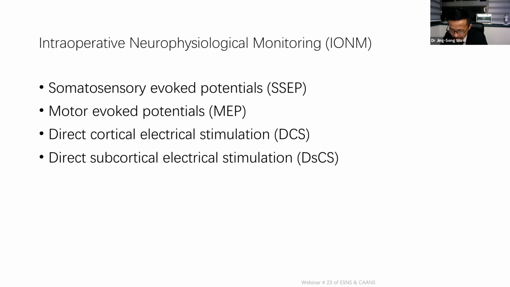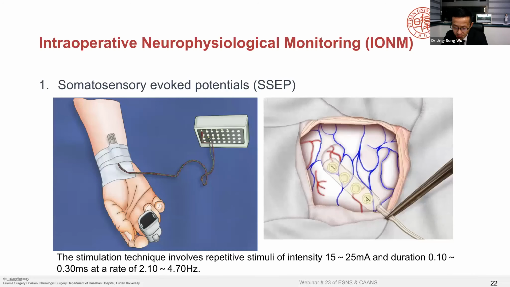Direct cortical stimulation in combination with EMG recording to map the primary motor and language cortex, and direct subcortical stimulation to delineate the subcortical motor and language pathway.